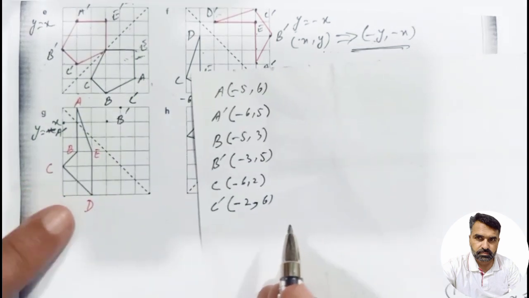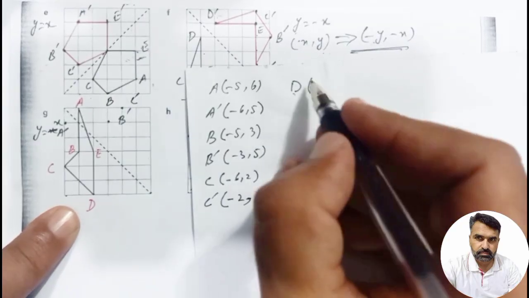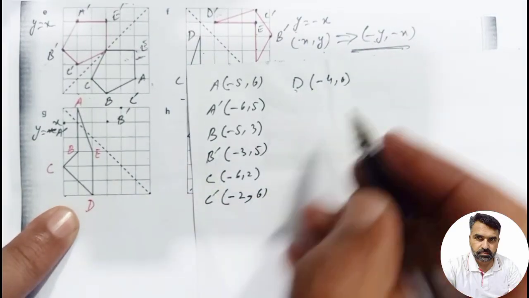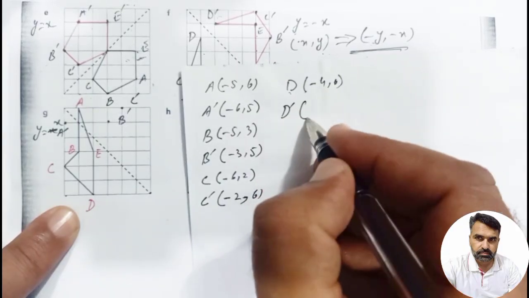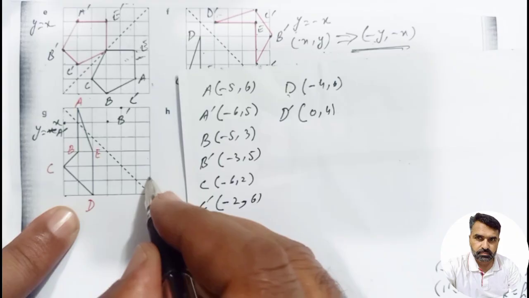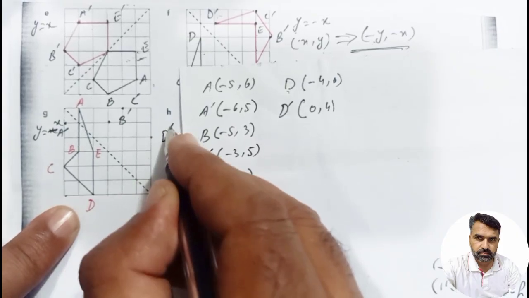Now students, look at the coordinates of point D, minus 4 and 0. And when we change, it will become 0 and 4. This is 0 and 4. So this point is D prime.